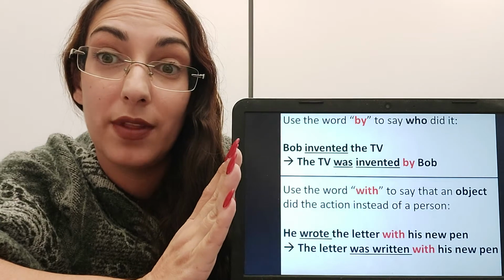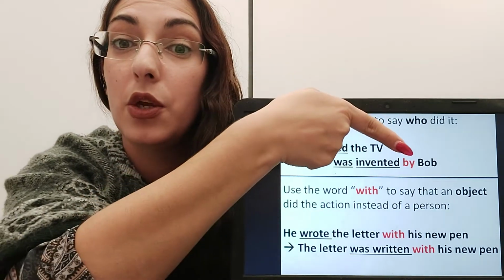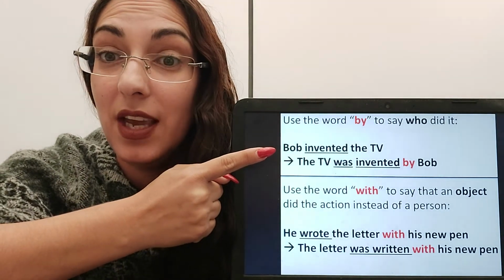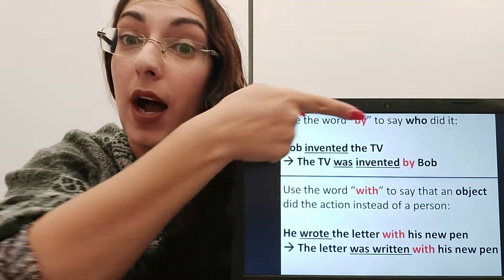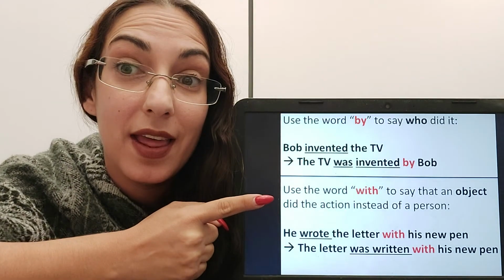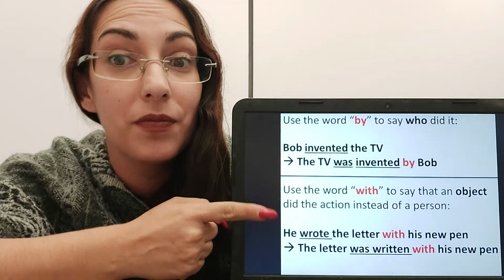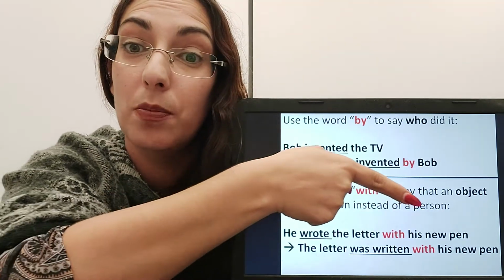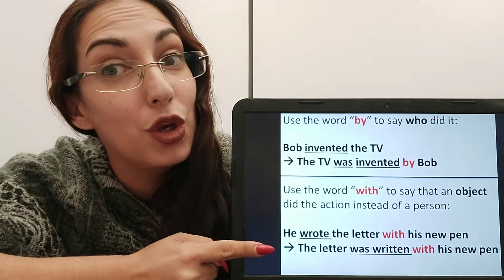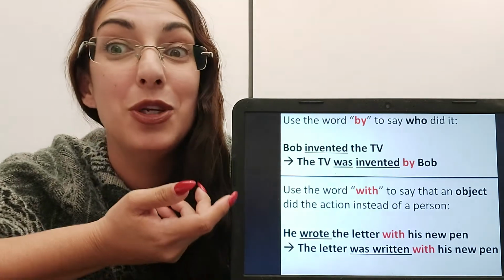First of all, before we do that, I have to tell you that we have to use the word by to say who did the action. So, for example, Bob invented the TV. The TV was invented by Bob. But I use the word with to say that an object did the action. So he wrote the letter with his new pen, and in passive, the letter was written with his new pen. So a pen is not a human, so I can't use by. Okay, so I would use with.